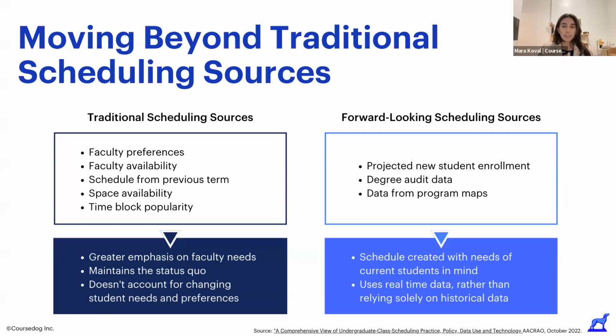More forward-looking data, such as degree audit data, can help institutions see into the future and assess which courses students still need to take. It can also help scheduling teams see which courses are critical for a student to complete their program versus which courses may have some wiggle room for scheduling.